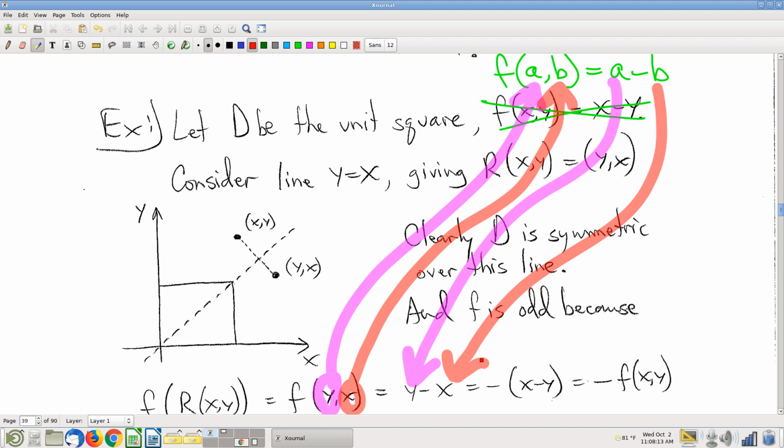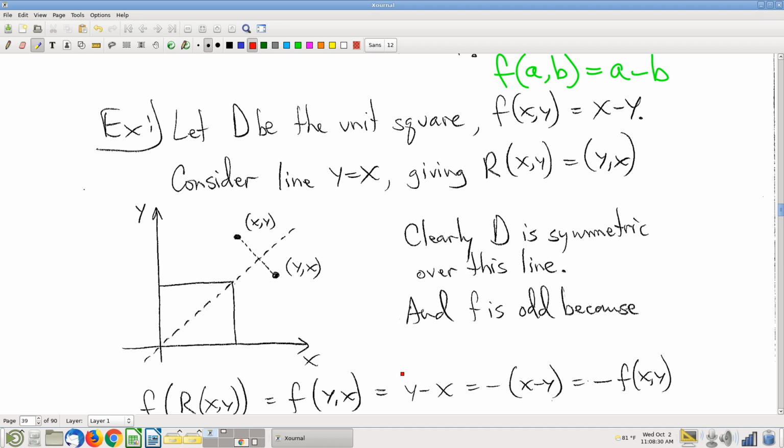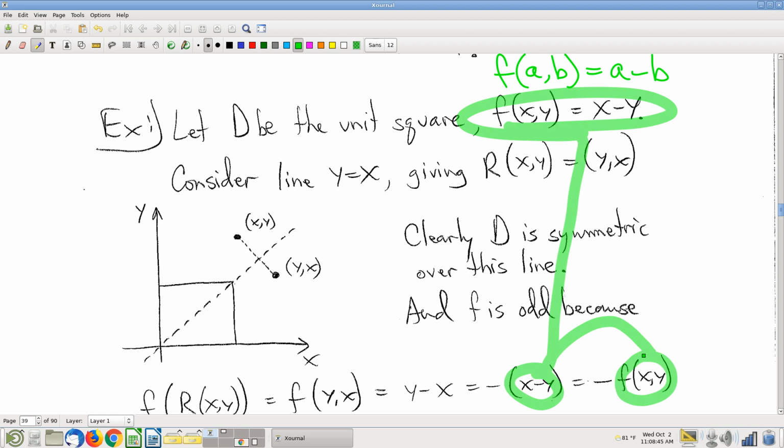Everybody follow? Questions about that? It's real easy to mess this up. Very importantly, f of y comma x is y minus x. It's not x minus y. Okay. Right. So y minus x. Now my goal is to show that that's the negative of f of x comma y, and conveniently it is. So this y minus x, don't forget, the thing it needs to be the negative of is x minus y, and it is. And so this function has odd symmetry.